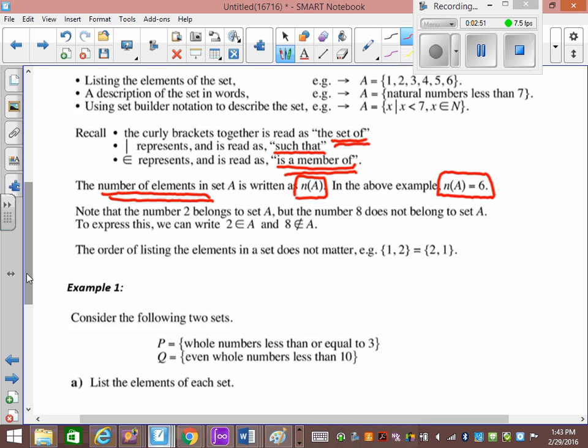Okay? Note that the number 2 belongs to set A, but the number 8 does not belong to set A. To express this, we can say 2 is an element of A, but 8 is not an element of A if we wanted to. We rarely see that, so don't really worry about that. The order of listing the elements in the set doesn't matter. So if you went 1, 2, or 2, 1, it means the same thing, but you'll see it on a test in increasing order most often.